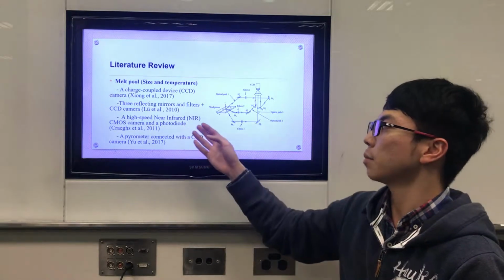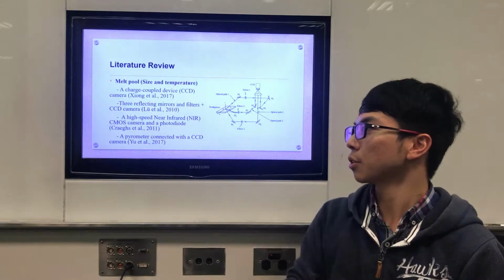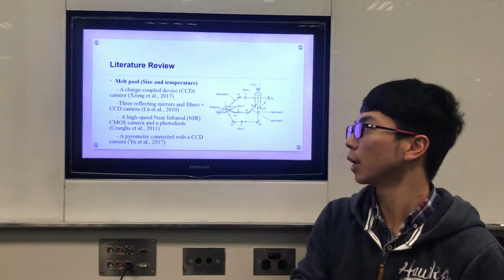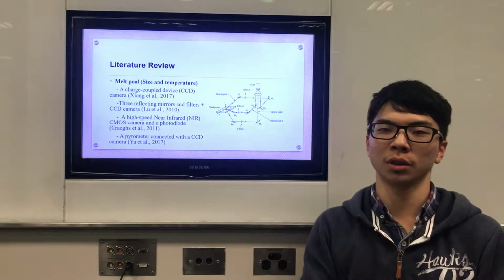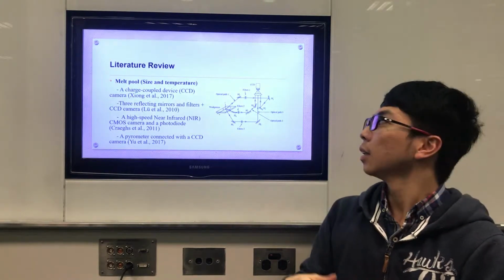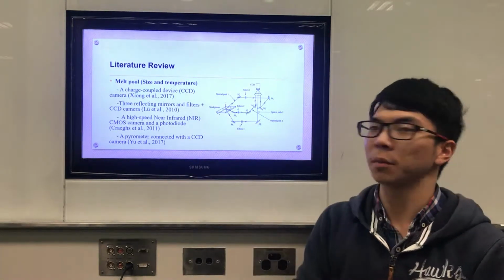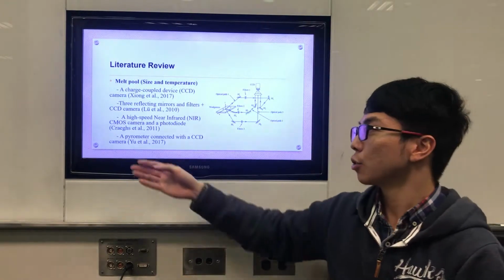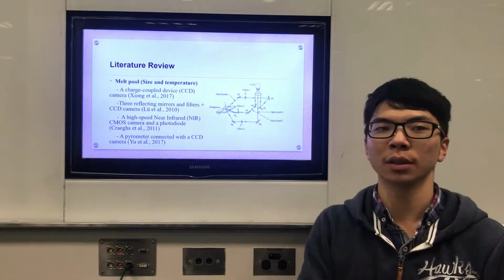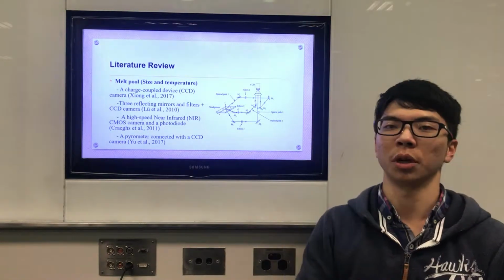And also, Craggers provided a high-speed near-infrared CMOS camera and a prototype to measure the size of the weld pool. The temperature can be measured more easily. Just use a pyrometer connected with a CCD camera, and you can measure the temperature of the weld pool.